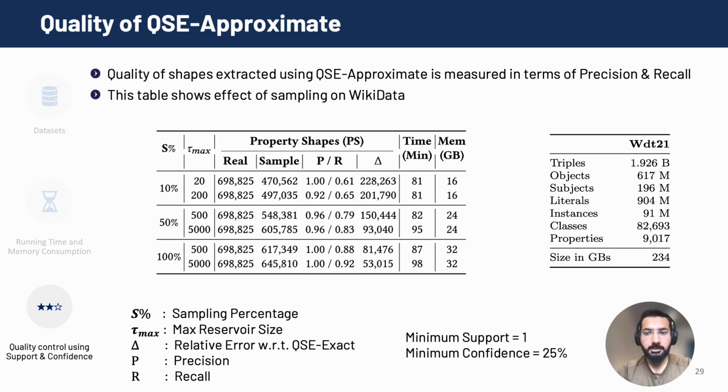Specifically, for 100% sampling percentage, it was able to extract shapes from Wikidata in 98 minutes using 32 gigs of RAM with 100% precision and 92% recall. This shows that the approximate approach can extract quality shape constraints.